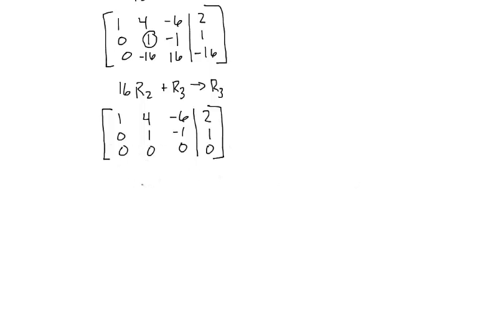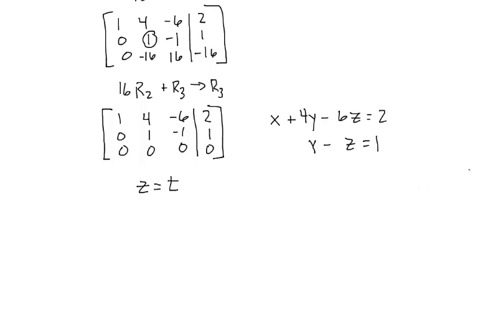So we're going to say that z is equal to t. And now we want to write what we have remaining here. So if we read across row 1, we have x plus 4y minus 6z is equal to 2. And we also have y minus z is equal to 1.